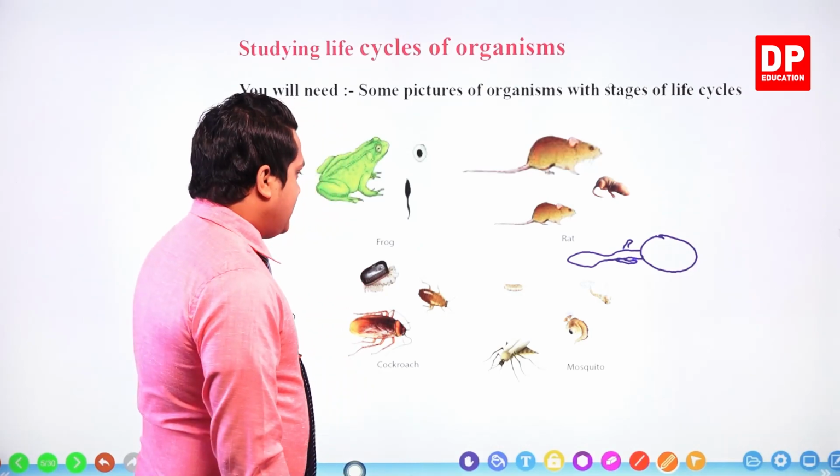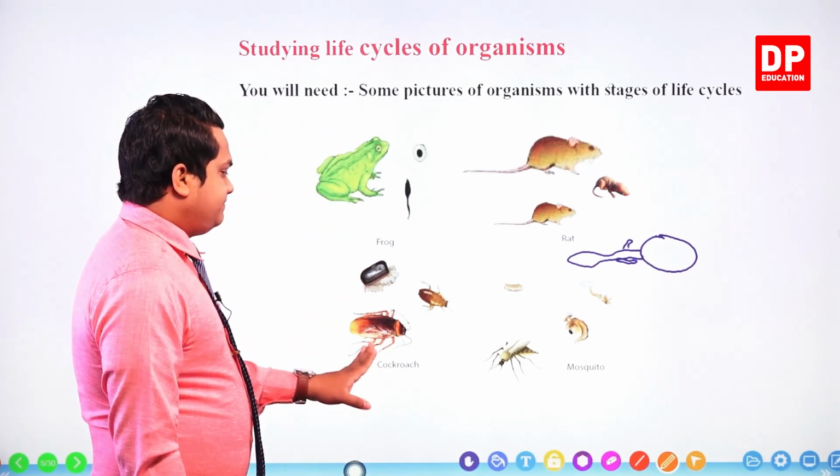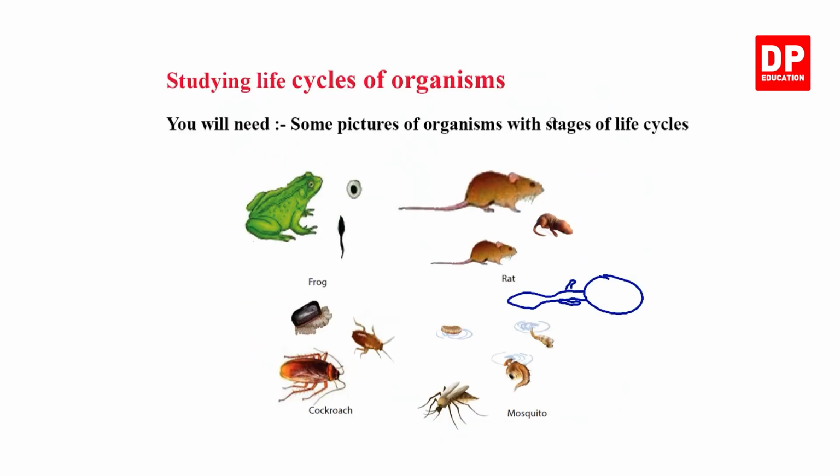Then another one, this is the cockroach. Cockroaches start their life from eggs. Then the egg is going to produce a small creature, a small cockroach called the nymph.